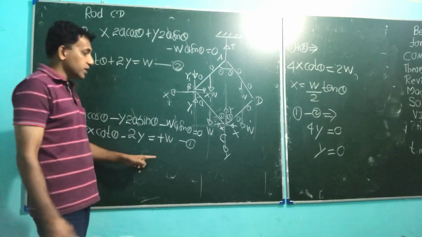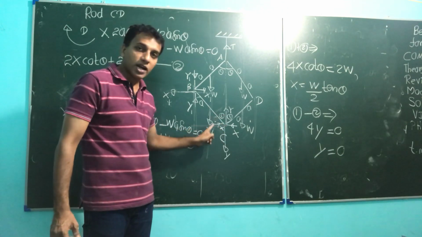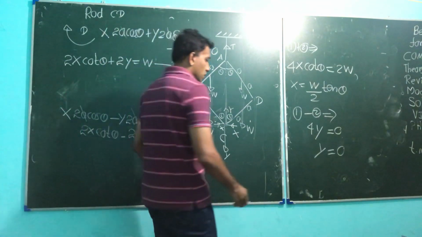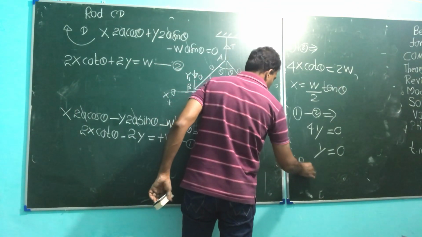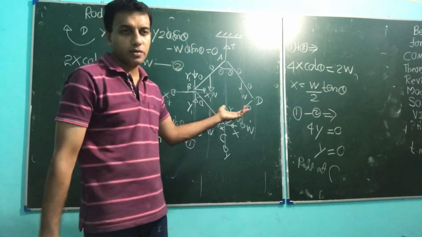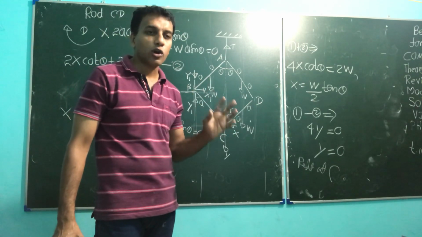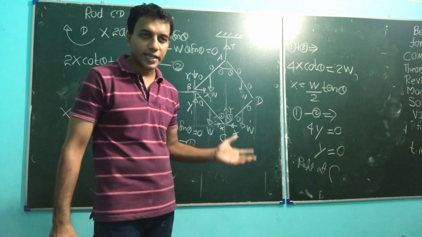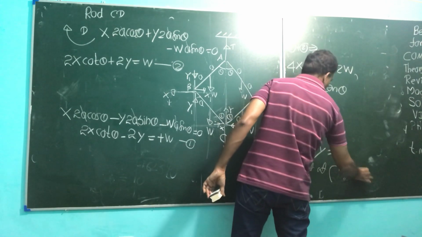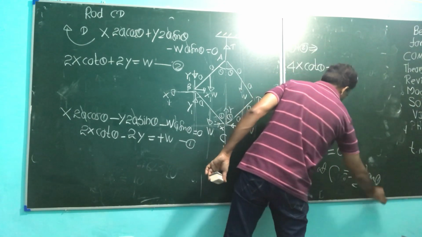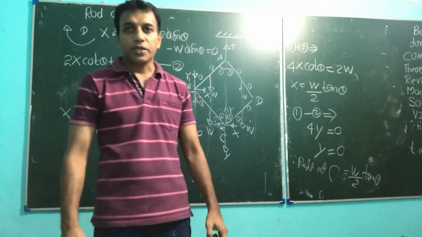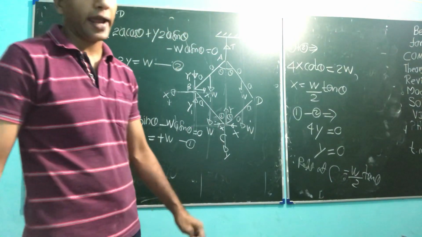Next I ask for the resultant force at C. Usually the resultant is the square root of X square plus Y square. Here Y is 0, therefore X only. The resultant at C is W by 2 tan theta.